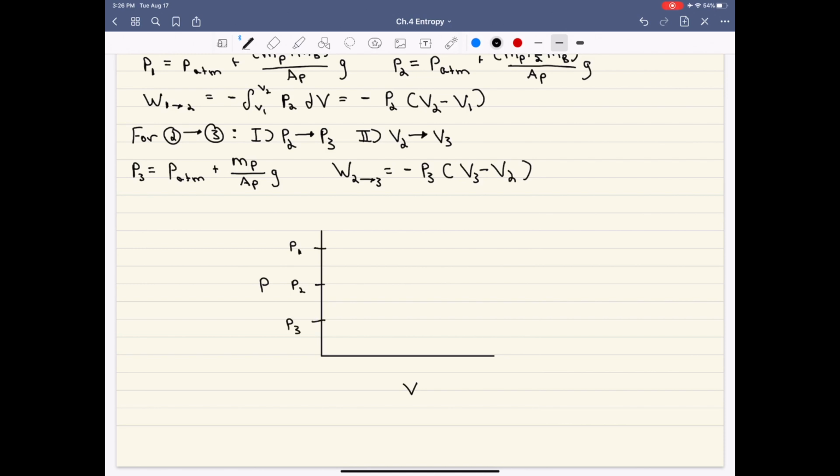And also 3 different volumes. Okay? And so if I draw the line that describes the ideal gas here in black, it should be more of a curved line. Let me fix this up so it matches a little bit better. Okay.